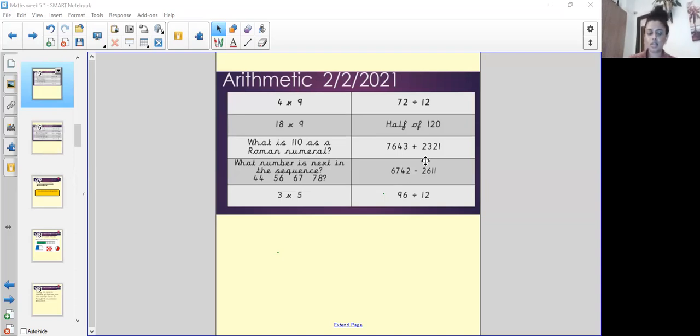So, starting off with our maths today, I would like you to have a go at pausing the screen, maybe timing yourself to have a go at these arithmetic questions. When you finish, press play and I will show you the answers. I'm going to read the questions out to you. So, number 1, 4 times 9.